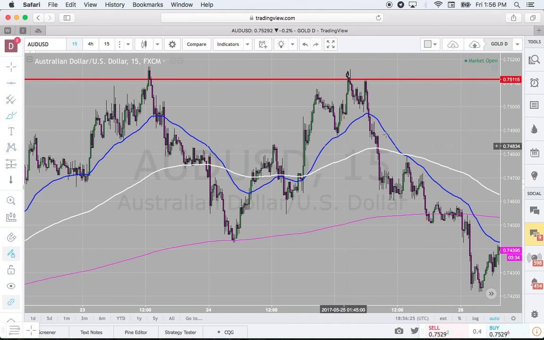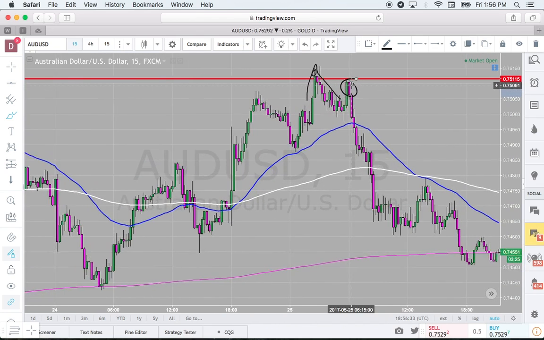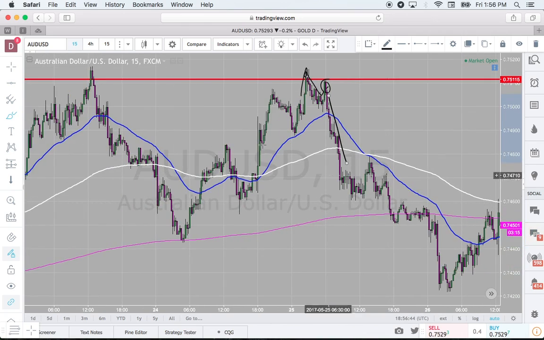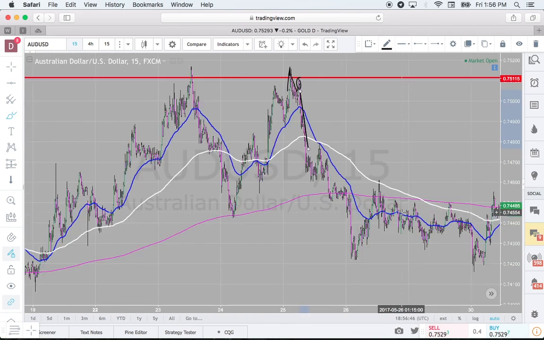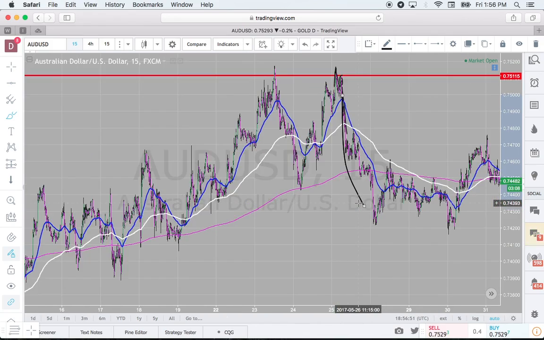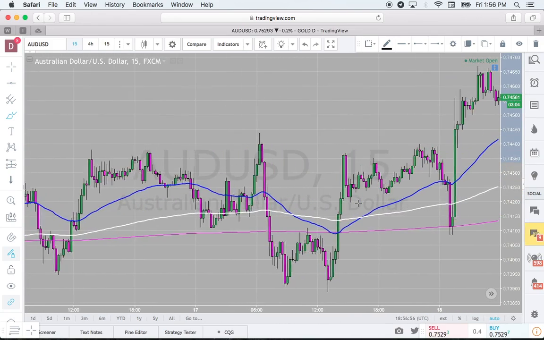So you can see that macro M here, and then here's that micro M. There's the railroad track that confirms our entry. We can sell right here, and then we can see price drop substantially. So this happens for both M and W.